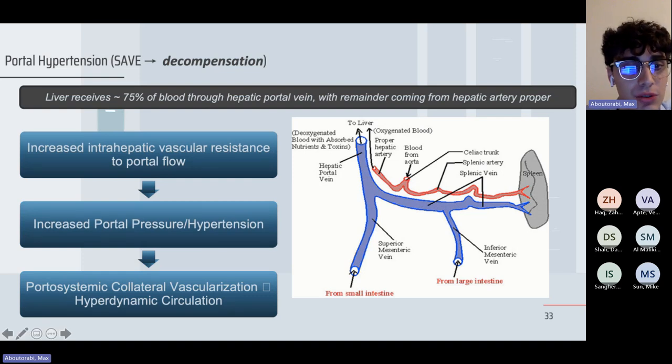And some things to consider is the increased intrahepatic vascular resistance to portal flow, which can lead to an increased portal hypertension. And then this can cause portosystemic collateral vascularization. So these are branches of collateral vessels that branch off of the portal vein, around the liver, to almost bypass the liver and relieve some of that increased blood pressure.